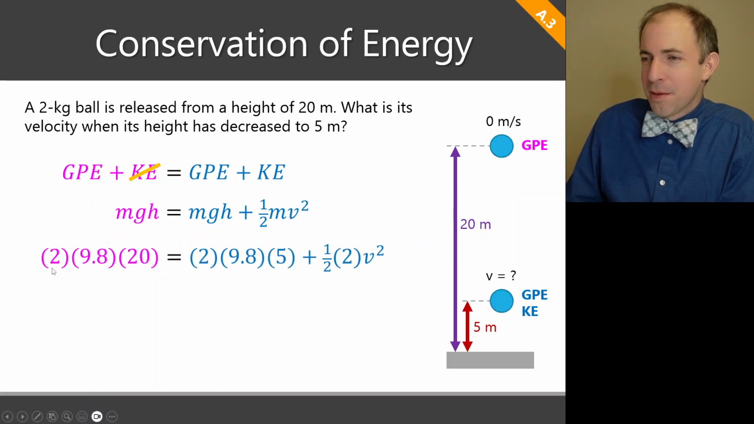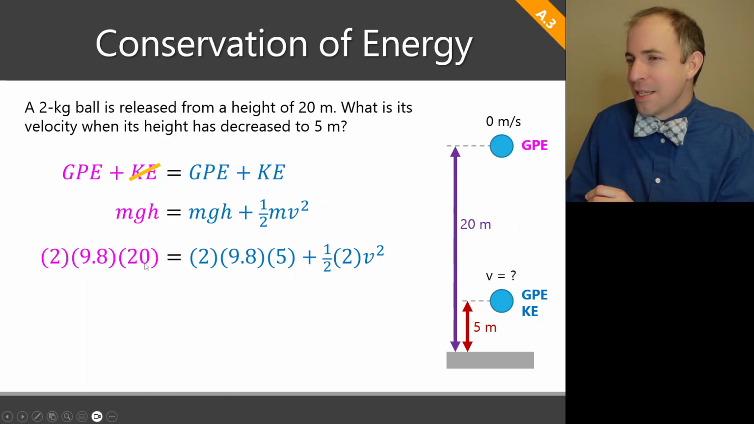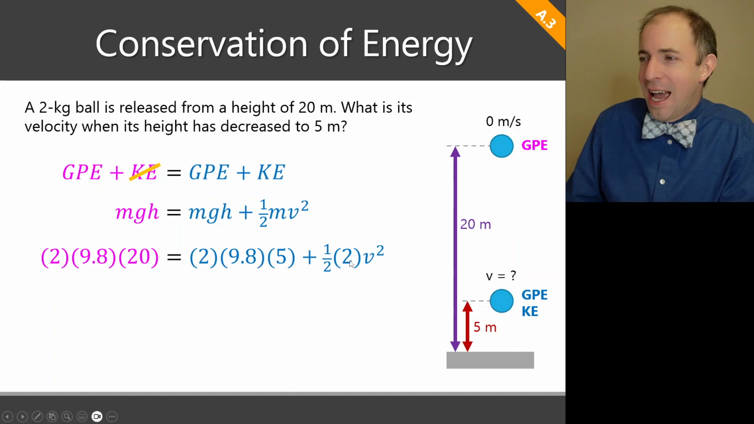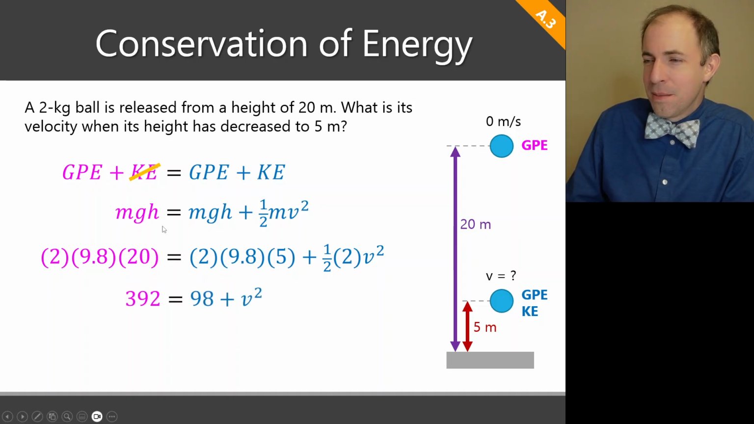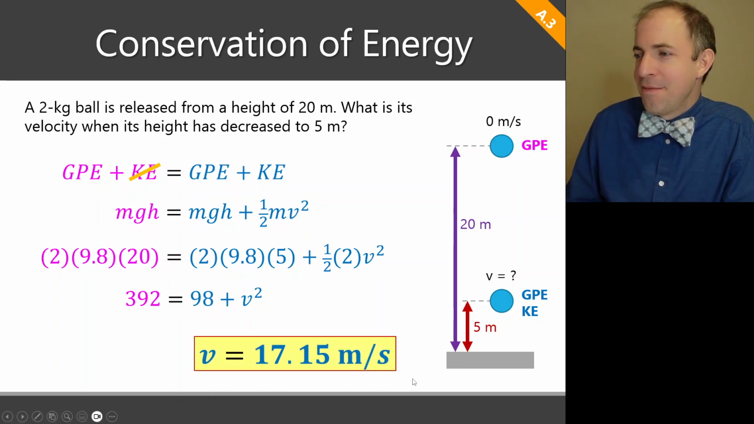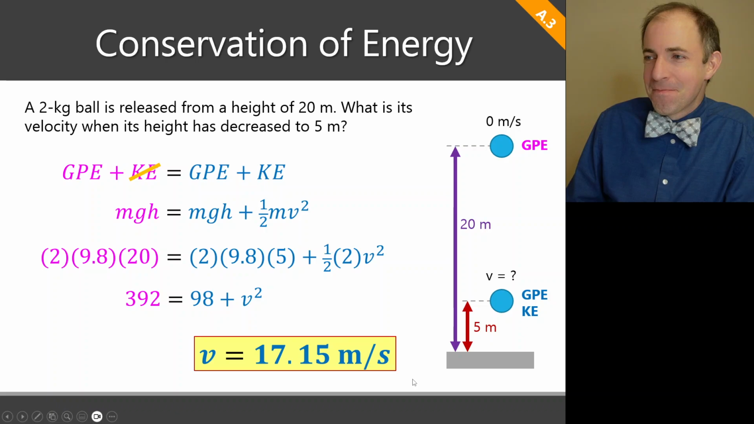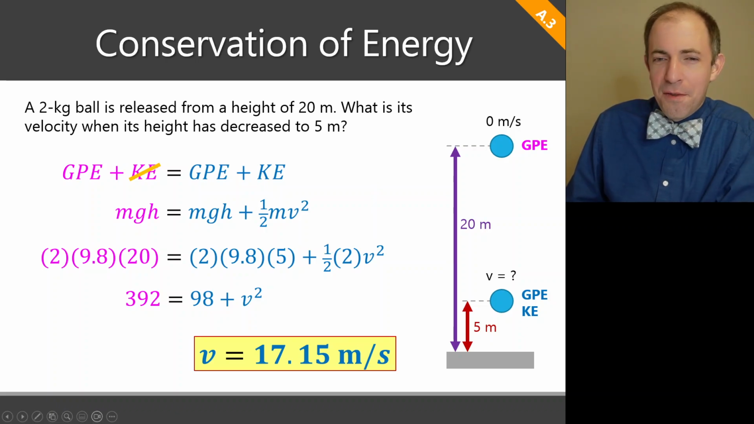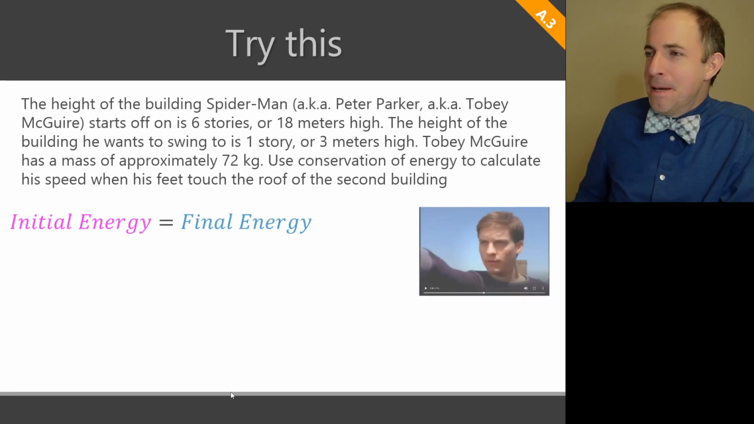And then I plug in my numbers. I got a mass of 2, gravity is 9.8, the initial height is 20, mass is 2, 9.8, the final height is 5, and then my mass is 2. The only thing I don't know is v. I do some algebra here and solve for v to be about 17.15 meters per second. Okay, so my initial equals my final, and then I can solve for my final velocity.